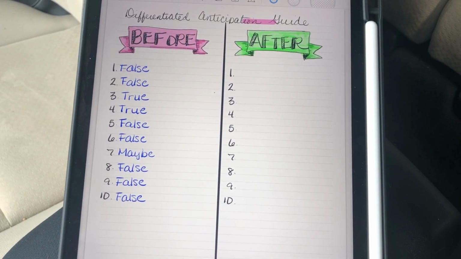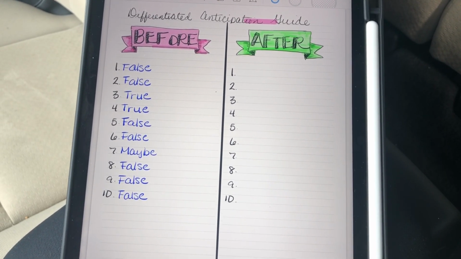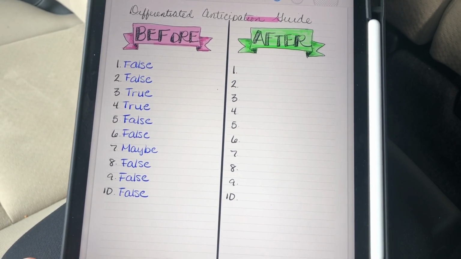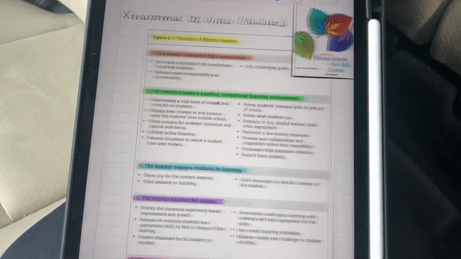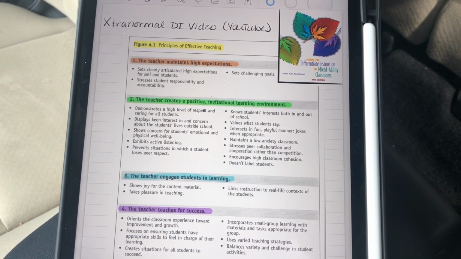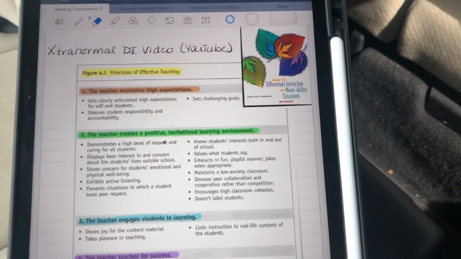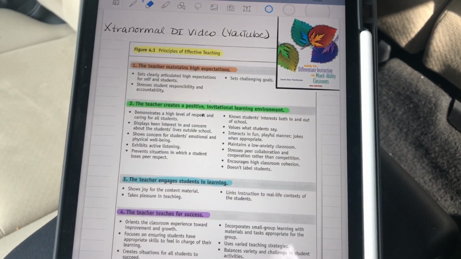We then took an anticipation guide quiz on what we thought about differentiated instruction. She just showed us some of the questions on the board, and we wrote true or false based on it. And then on the last day, we'll do the after column. We watched an extra normal video that was a little bit funny on DI, and this is a chart on the principles of effective teaching from the book we're reading in class by Carol Ann Tomlinson.